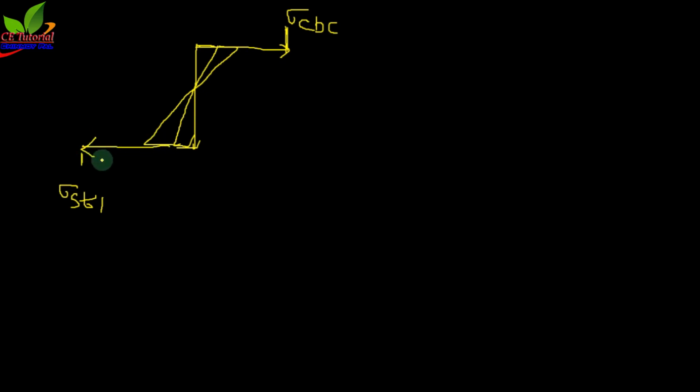Now this value is sigma CBC, and this limitation is sigma ST or sigma ST1 for balance section. Now when we are gradually applying a load on a particular beam, then this strain line will rotate in clockwise direction, and ultimately concrete reaches its sigma CBC at final stage, and steel reaches its sigma ST1 in final stage. This is for balance section.